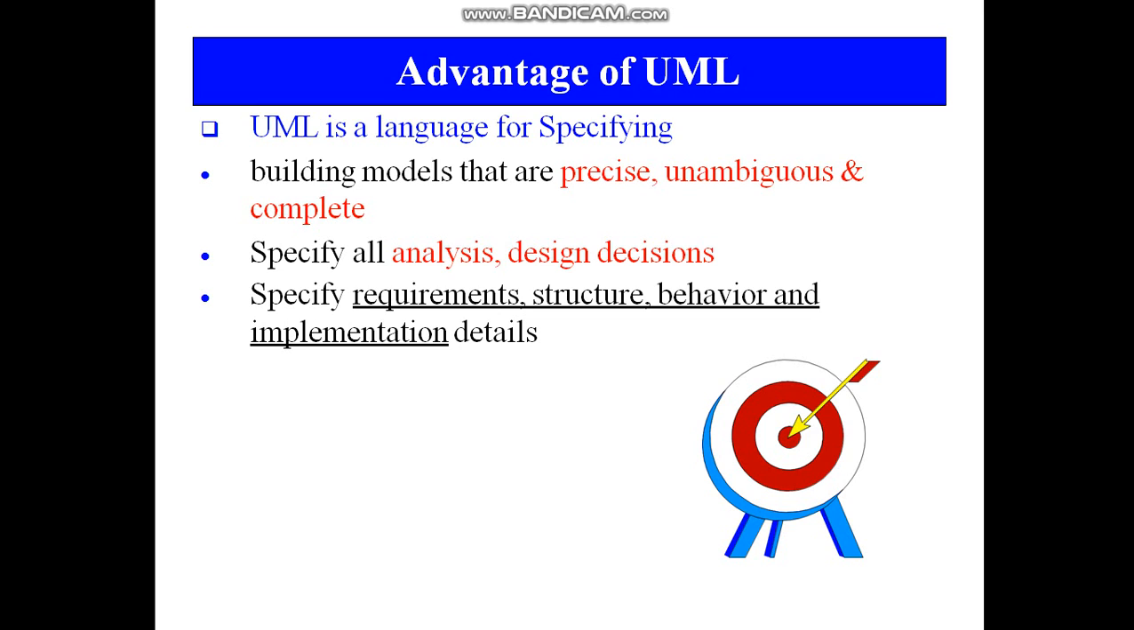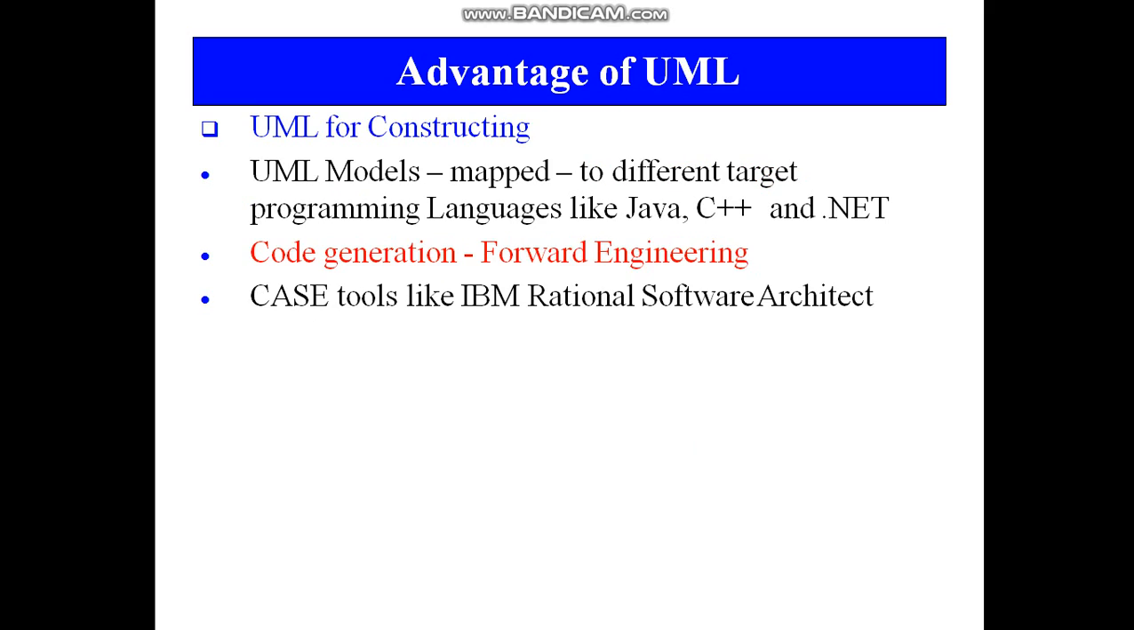UML is a language for specification, building models that are precise, that means correct and accurate, unambiguous, and complete in nature. Specify all the analysis and decisions with the help of its specification. Specify requirements, structure, behavior and implementation details in the specification.